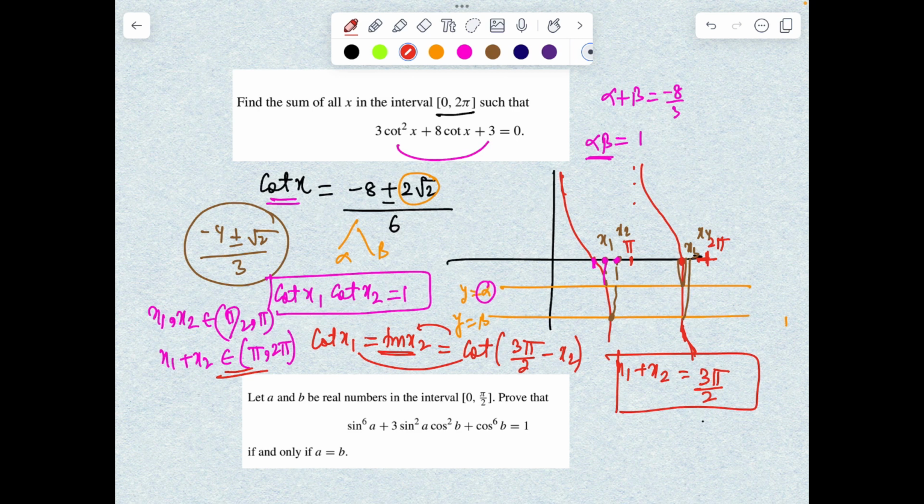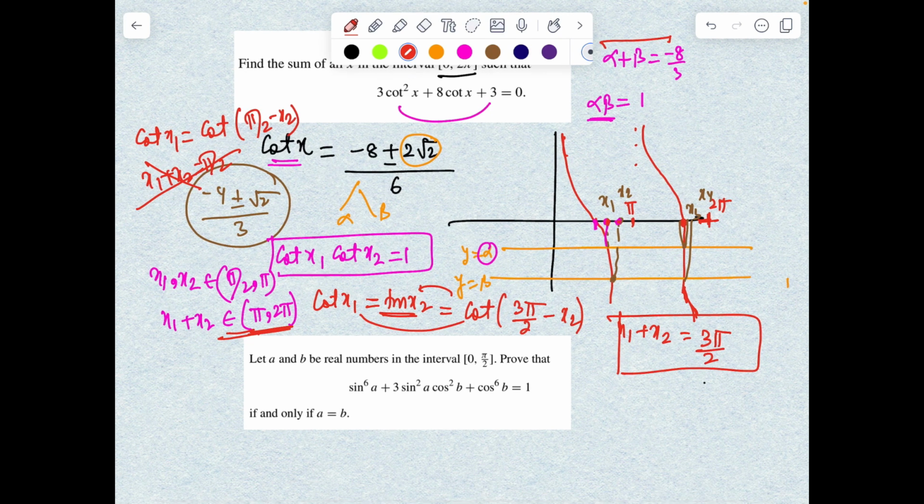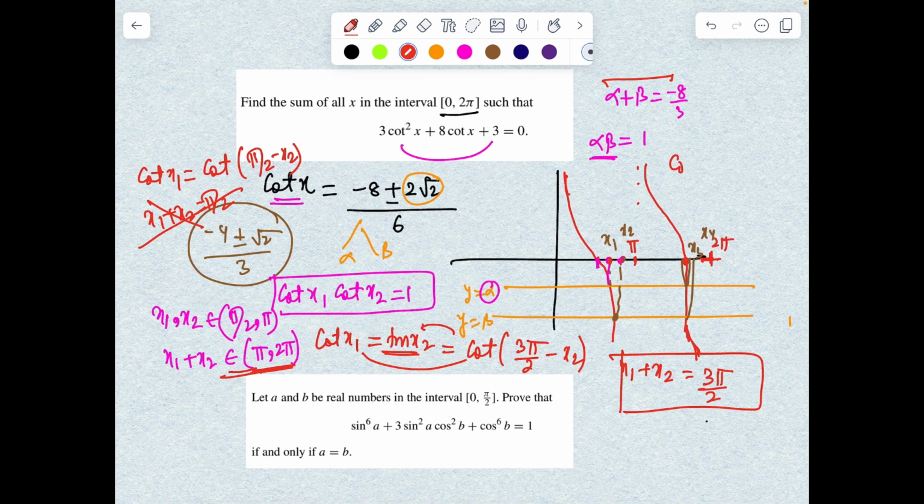Suppose instead, if you write cot x1 equals tan x2, and tan x2 if I write as cot of (π/2 minus x2), that will make x1 plus x2 equals π/2. Now this is not acceptable, clearly for this reason that you are in the window of π and 2π. The second thing is, if x1 plus x2 is π/2, it means x1 and x2 both are lesser than π/2, which is not clear from the graph. Moreover, alpha plus beta we need negative. In the same way, we can go ahead with x3 and x4 with the same restriction.